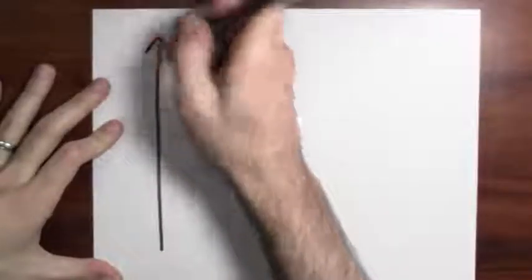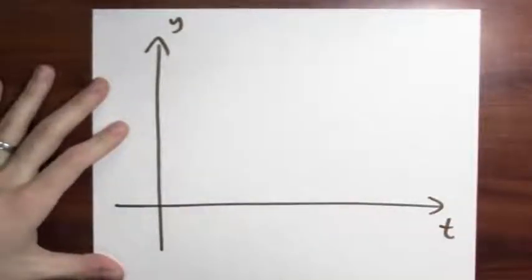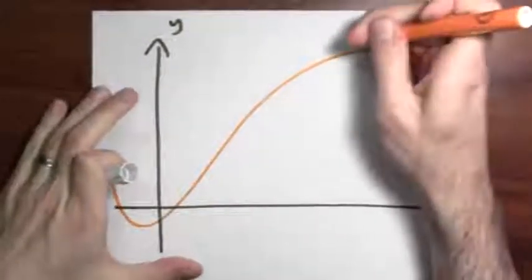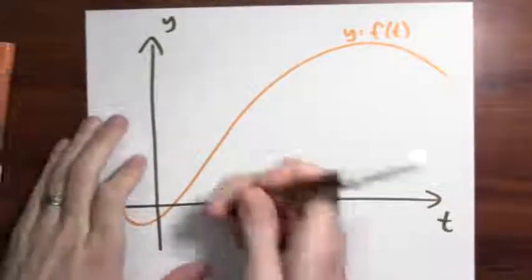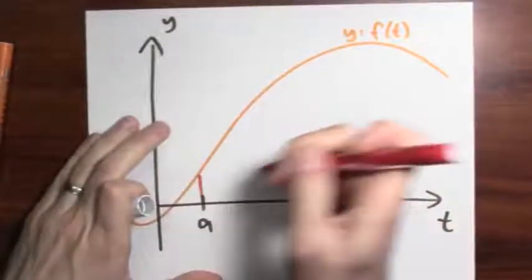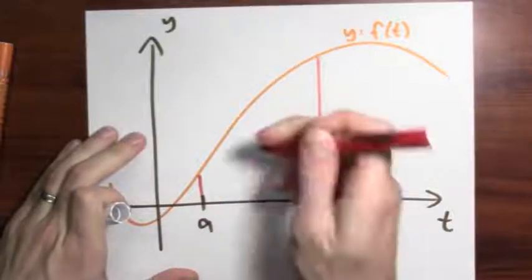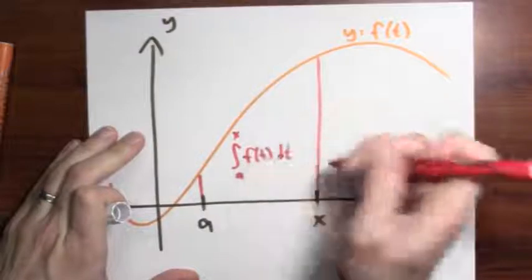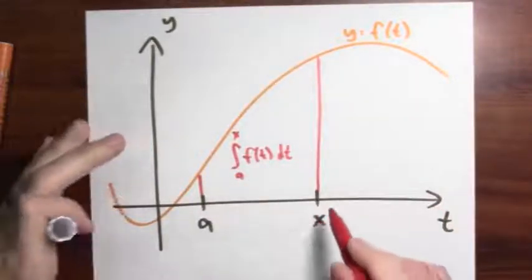So I'll draw the coordinate plane. Here's the y-axis. Here's the t-axis in this case. And then I'll draw some random looking graph. That'll be the graph y equals f of t. And then I'll pick some point, I'll call it a, and some other point x. And then I'll look at the area under the graph between a and x, right? And that's the integral from a to x of f of t dt, right? That area is the accumulation function evaluated at x.